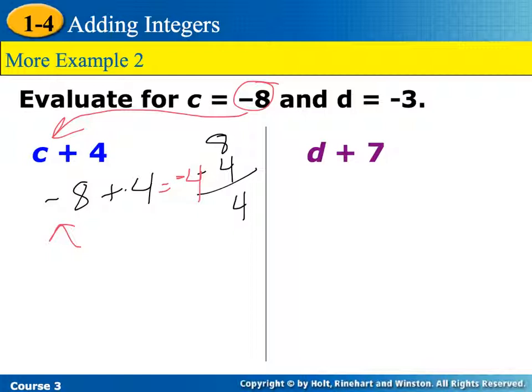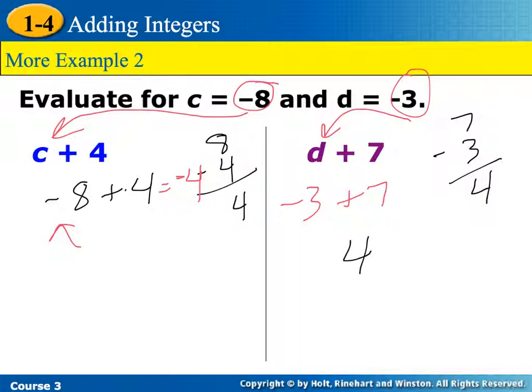I have d plus 7. Plug in my -3 here. So I have -3 plus 7. Are they same signs? Different signs? They are different signs. So because they are different signs, we find the difference. So we take 7 minus 3. What's 7 minus 3? It's 4.